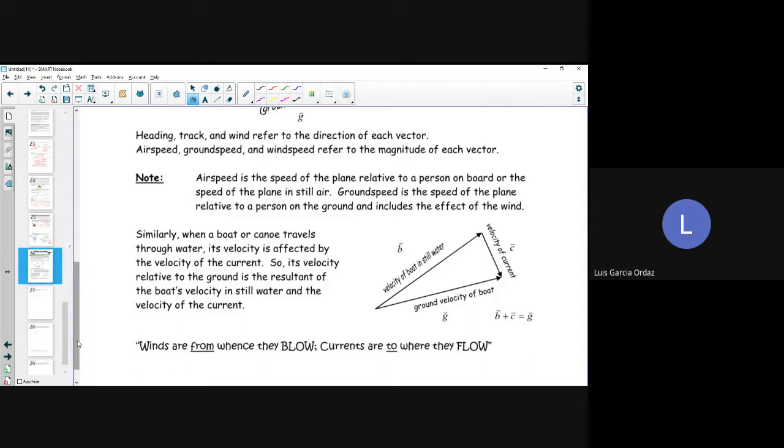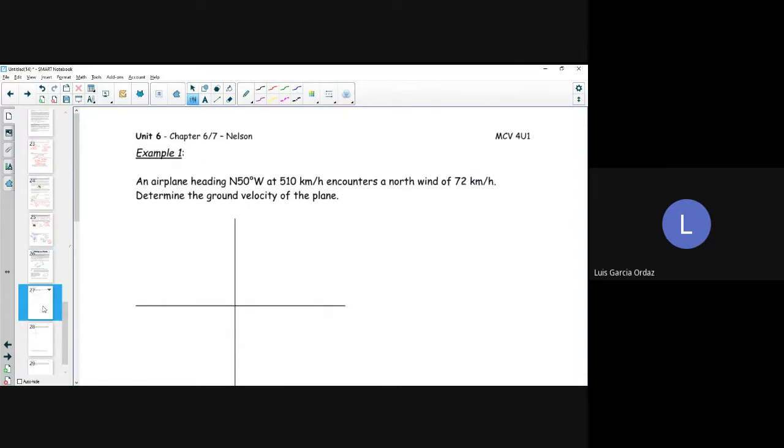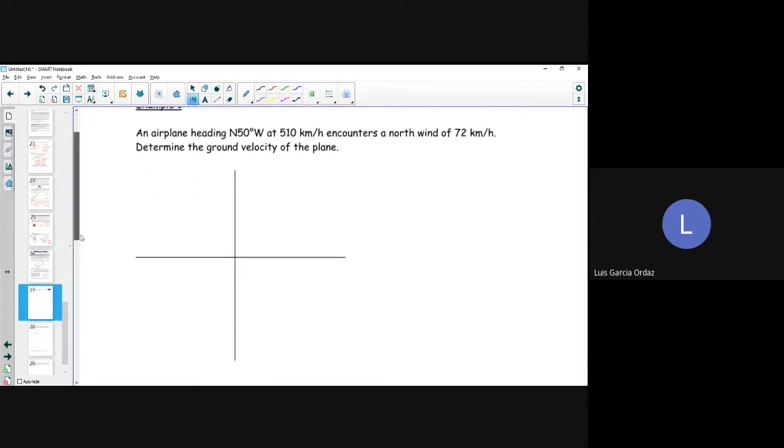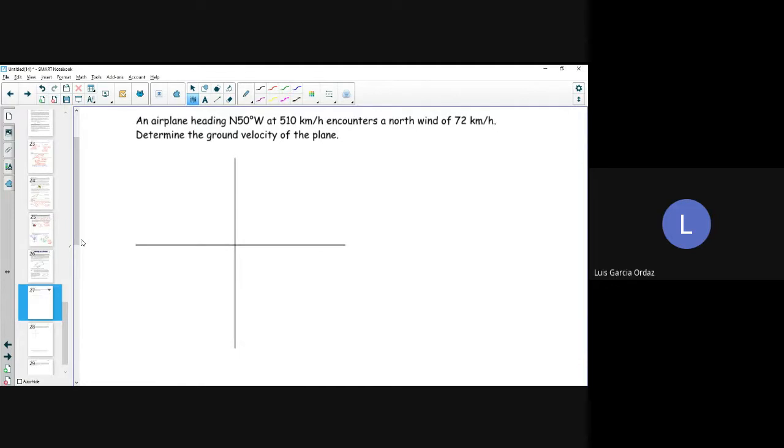So let's get to an example. I have an airplane heading north 50 degrees west at 510 kilometers per hour, where it encounters a north wind of 72 kilometers an hour. Determine the ground velocity of my airplane.